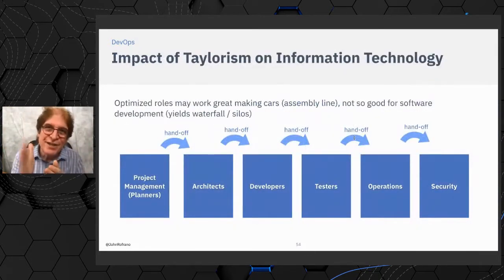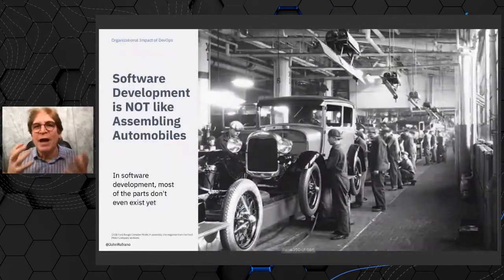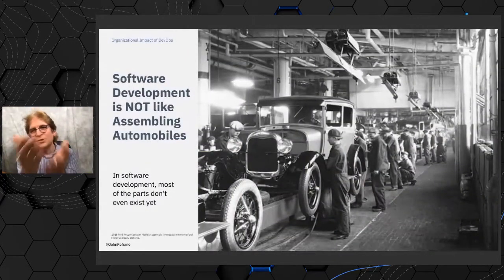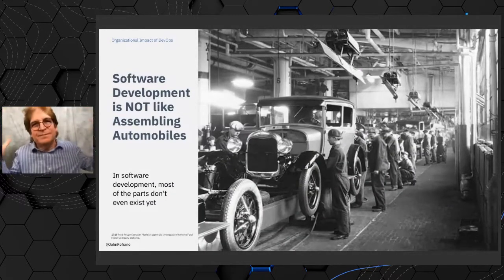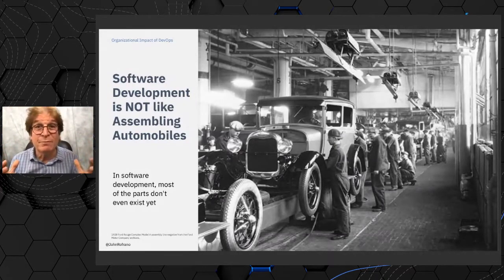But the impact of Taylorism on information technology is what you see in Waterfall. We've got project managers and architects and developers and testers, and they hand things off to each other as if building software was an assembly line. But there's a problem with this. Look at those guys putting the cars together. What's all around them? Parts. Wow. Most of the parts I need don't even exist when I'm doing software development, right? Some of them do. I buy some libraries and stuff, but I don't have all the parts.